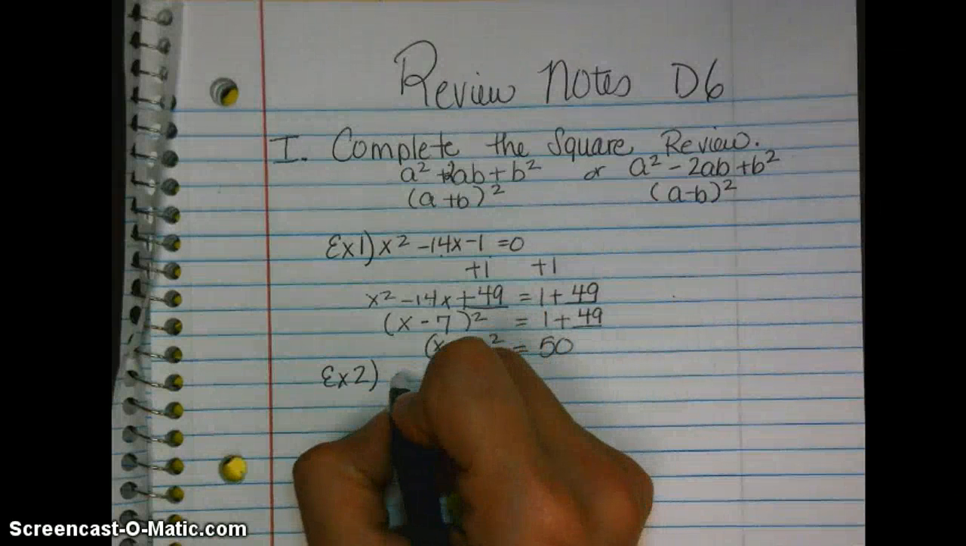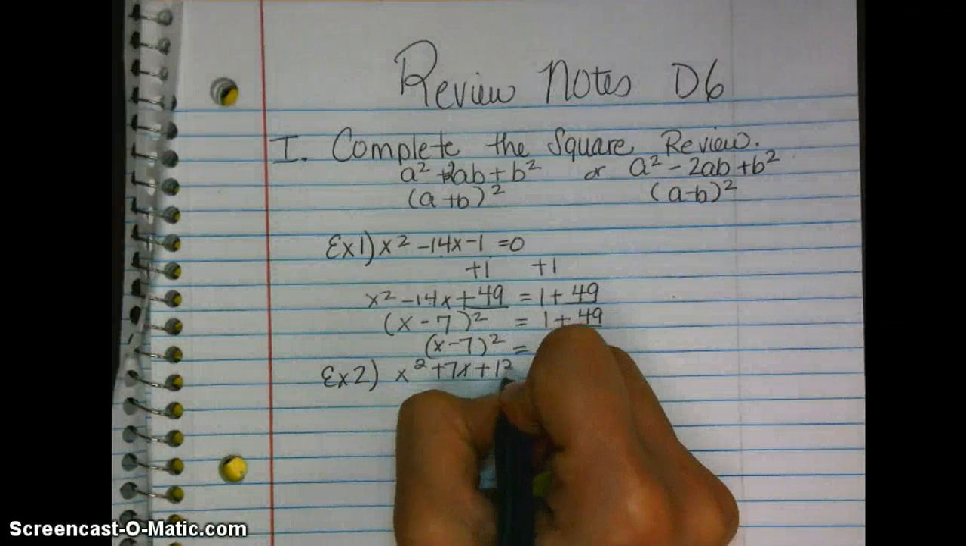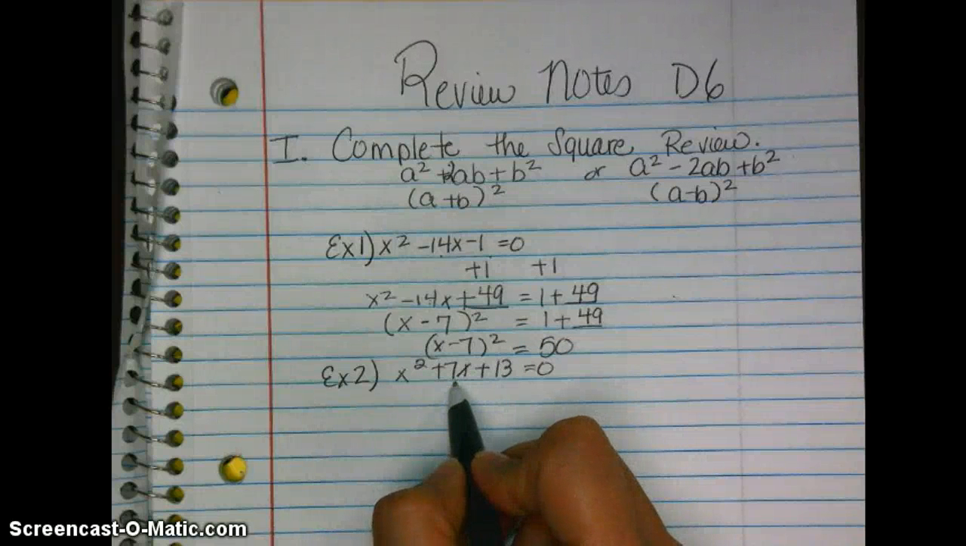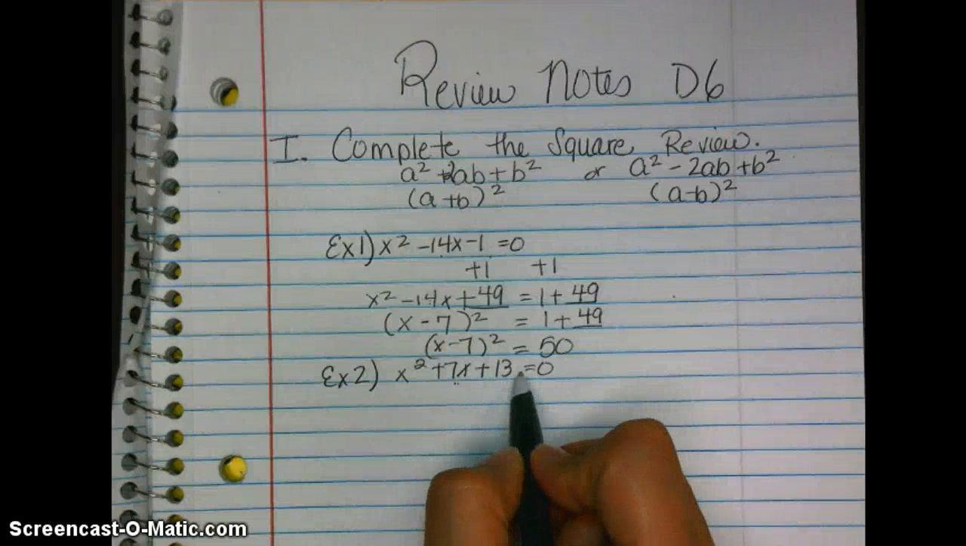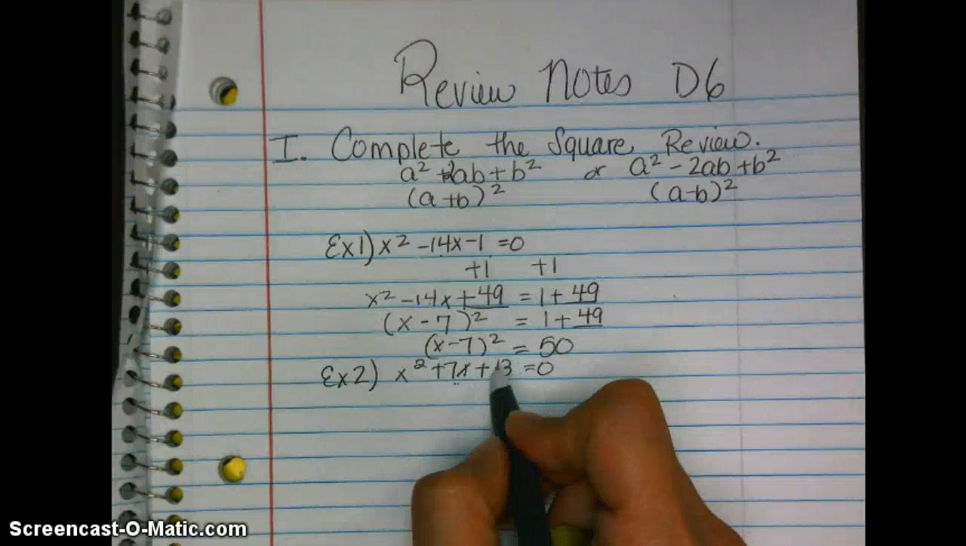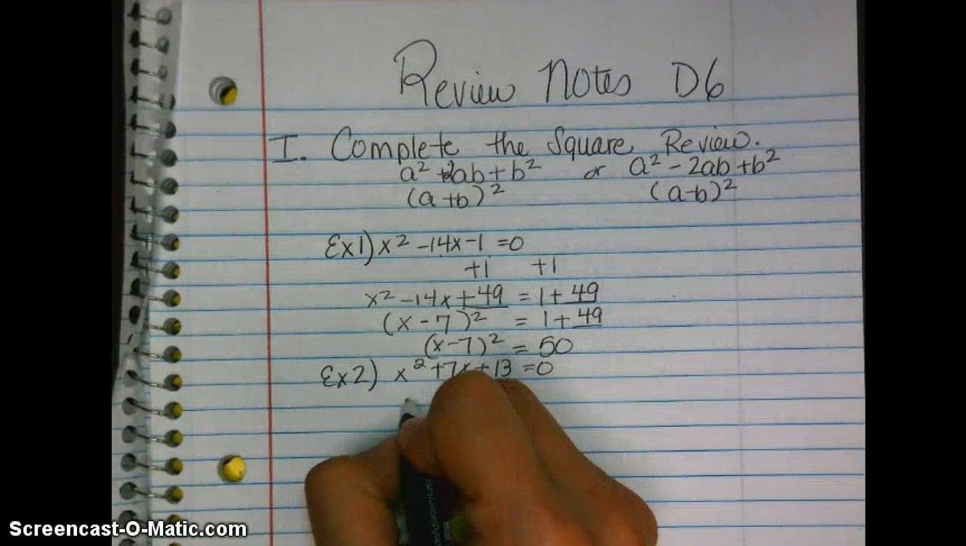So this is number 4, and we're given x squared plus 7x plus 13 equals 0. When you're looking at this and checking to see if this is a perfect square trinomial, remember you're checking to see if your b term, if I take half of it and square it, would give me my c term. And it does not. So what we're going to do is change the c term so that it is. So we're going to need to make room for that.